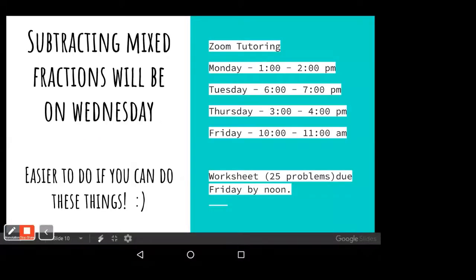So subtracting mixed fractions will be on Wednesday. It's actually on the other side of this worksheet. If you know how to do it, you can try a couple and see how it goes. It is a little bit different because the subtraction adds an extra step to it. And if you can do the review stuff I just went over, it's going to be easier for you. I've got Zoom tutoring today from 1 to 2, Tuesday from 6 to 7, Thursday from 3 to 4, and Friday 10 to 11. This worksheet has 25 questions, you have all week to do it, and it's due Friday by noon.